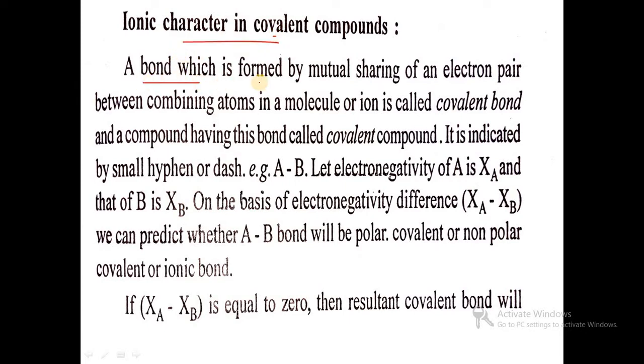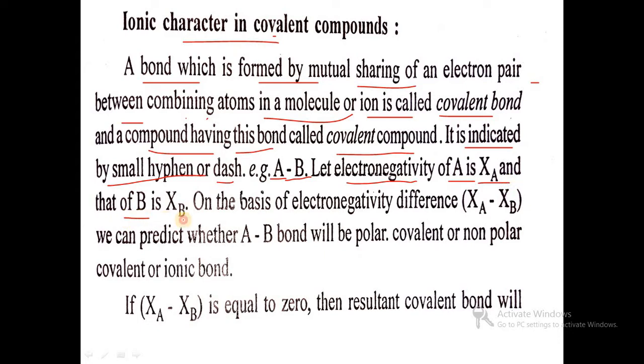a bond which is formed by mutual sharing of an electron pair between combining atoms in a molecule or ion is called a covalent bond. That is, a covalent bond is defined as equal sharing of an electron pair between two atoms, and a compound having this bond is called a covalent compound. It is indicated by a small hyphen or dash, as in A-B, which shows covalent bonding between A and B. Suppose the electronegativity of A is represented by Xa and that of atom B by Xb.